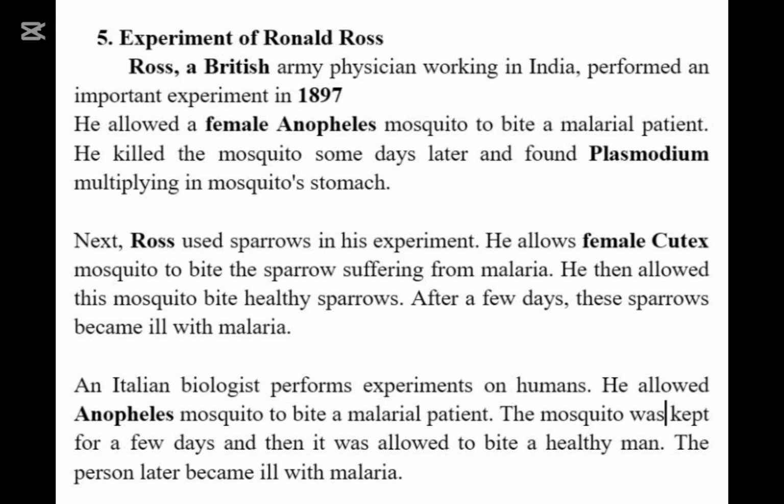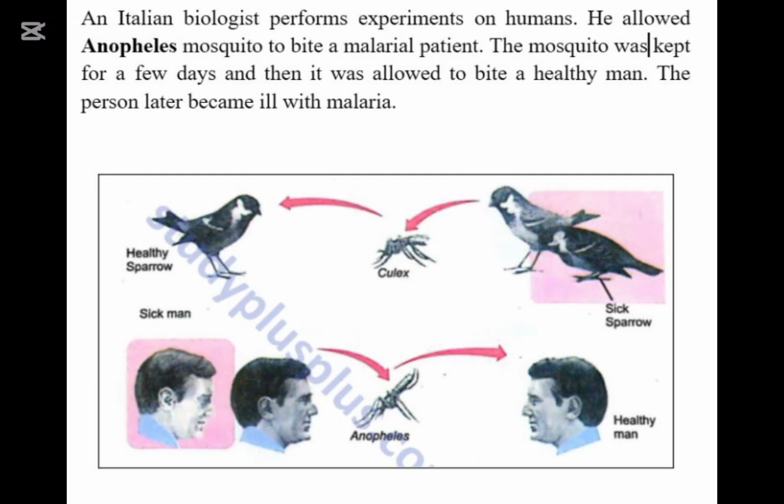Later on, an Italian biologist did a similar experiment with humans. He let an Anopheles mosquito bite a malaria patient. After a few days, he let the same mosquito bite a healthy man. The healthy man later got malaria. This proved that mosquitoes really do spread malaria from person to person.